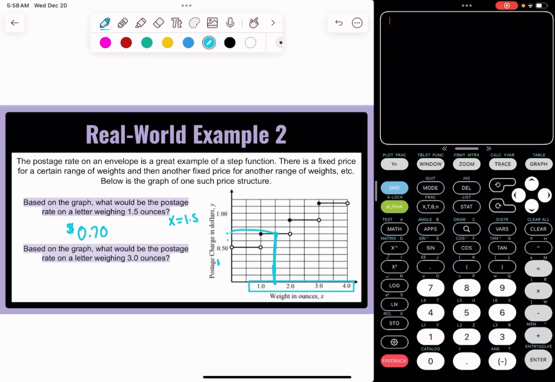Now, based on it, what would be the rate when we weigh 3 ounces, meaning x equals 3? Ooh, there's an open circle there, so I'm not going to count that, but let me go up to this. All right, and let's see what number that would be. This is 1.10 cents, and a little bit more would be 1.15 cents. We wouldn't be 1.20 because we didn't hit the next line yet. We're in between 1.10 and 1.20, so 1.15.